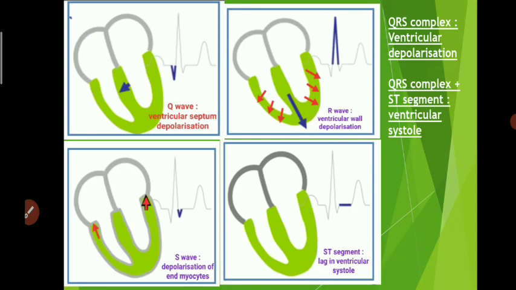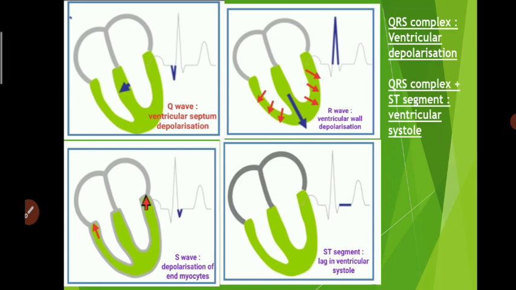Following the P wave and the PR segment is the QRS complex. Now the QRS complex has three waves. First of all, we have a short Q wave which represents the depolarization of the ventricular septum. That is, the septum present between the right and the left ventricle, which has the bundle of His. The depolarization of the myocytes present in the ventricular septum, or the bundle of His, is represented by this Q wave. The Q wave is followed by a sharp and large R wave which represents the depolarization of the walls of the ventricles.